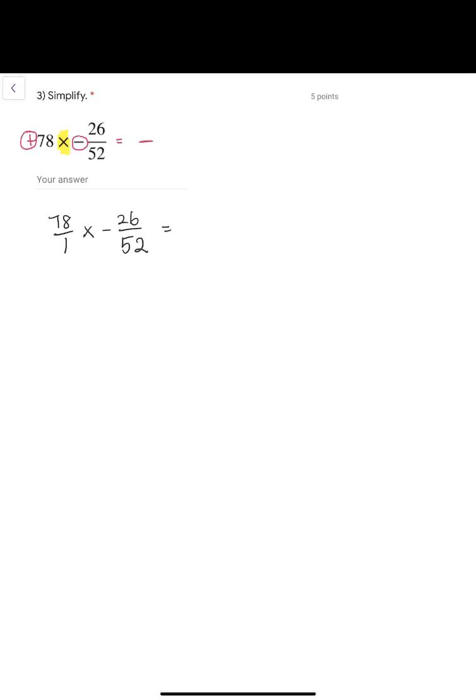Now we can simplify, we can cancel out. Well, 26 goes into 52 2 times, and then we can cross-cancel this 2 with the 78. 2 goes into 78 39 times, because if you divide 78 by 2, you get 39. And now you have 39 times negative 1, so it's going to be negative 39 over 1 times 1, and that's equal to 1.